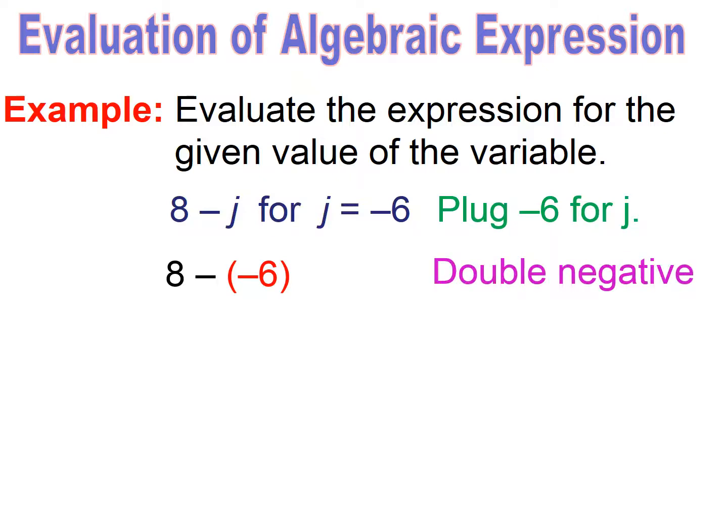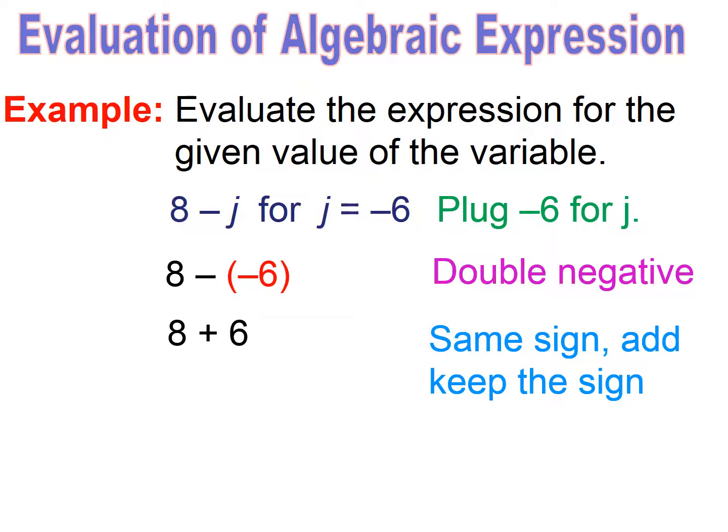And double negatives need to be changed to a plus. So it's very important that when you're evaluating, you substitute the number in with parentheses if it's a negative, and then you can see the double negative. And then I do the arithmetic here, and I see it's the same sign, so I add and I keep the sign. And because it's positive, I have no sign in front. So when I evaluate the expression 8 minus j, when j is a negative 6, my solution will be 14.